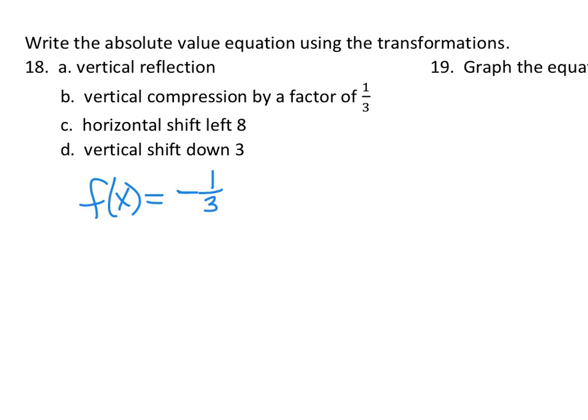Then, since this is an absolute value, I'm going to use my absolute value symbols. And I have a horizontal shift left 8. Well, left means it's going -8. So x minus a -8 is the same as x plus 8. And then a vertical shift down 3. So my vertical shift down is going to be -3. And that's it. And we've written our equation. So you may have also noticed that we've used the word compression instead of shrink. So sometimes you may see the word compression or sometimes you may see the word shrink. Those are synonymous, just so you know.